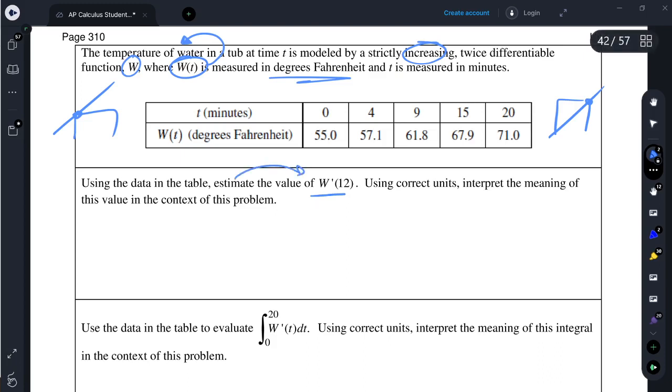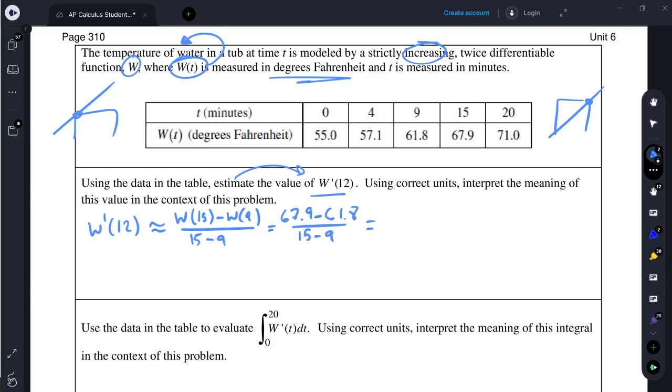Whenever we're estimating a derivative, that's always y2 minus y1 over x2 minus x1, f of b minus f of a over b minus a. So this is W of 15 minus W of 9 over 15 minus 9. You can write it that way, or you can write it as 67.9 minus 61.8 over 15 minus 9. If you have a calculator, you can just use your calculator.